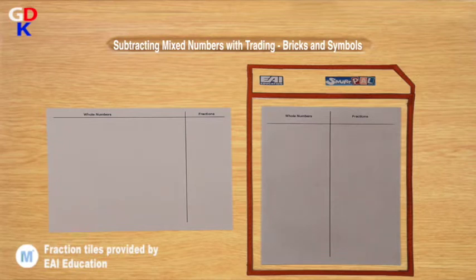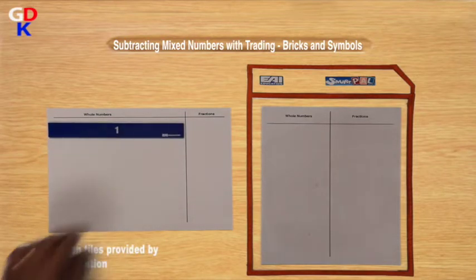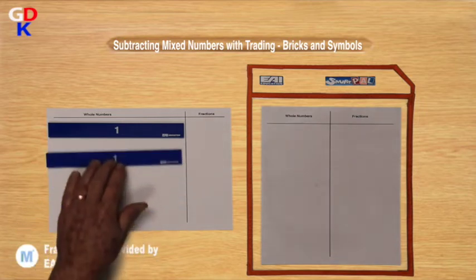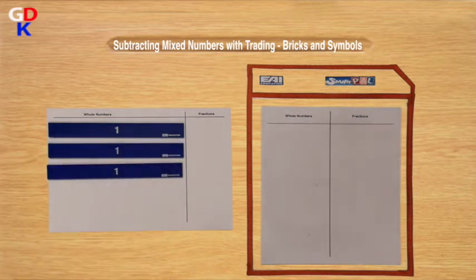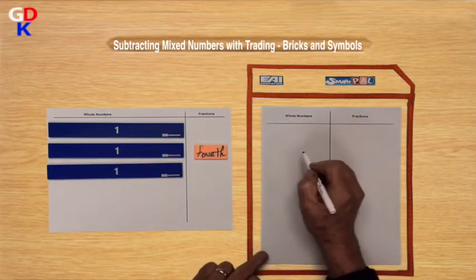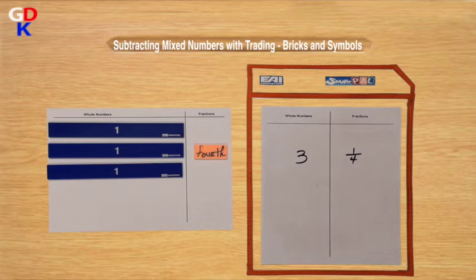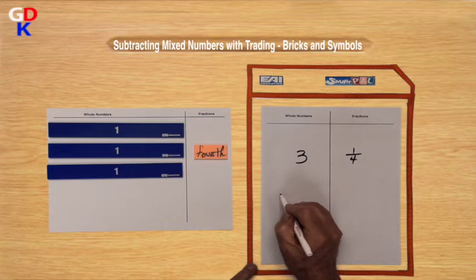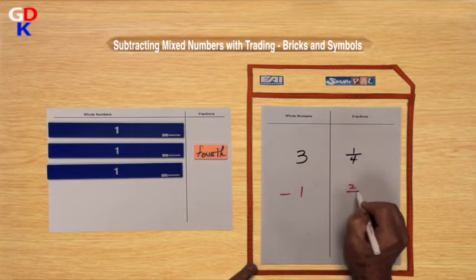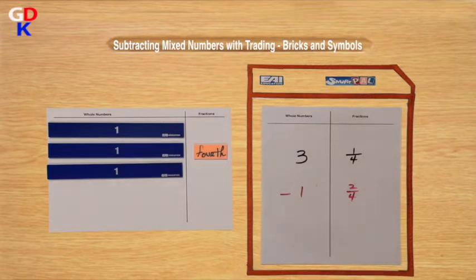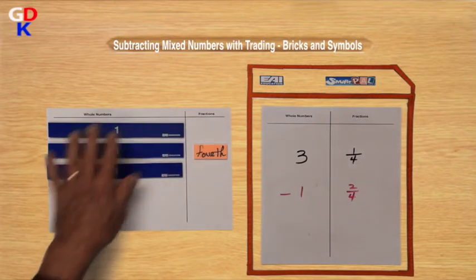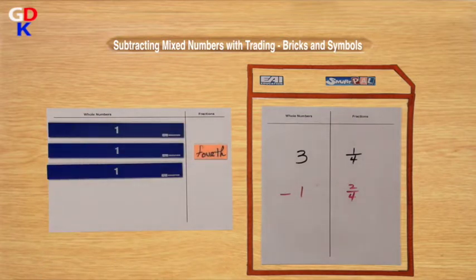We are talking about subtracting mixed numbers. So let's look at the mixed number 3 1/4. And let's record that in fraction symbols. So we have 3 1/4. Now from 3 1/4, we want to subtract 1 2/4. Now remember that the 1 2/4 is not another quantity someplace else. It is in 3 1/4. So let's do the subtraction.